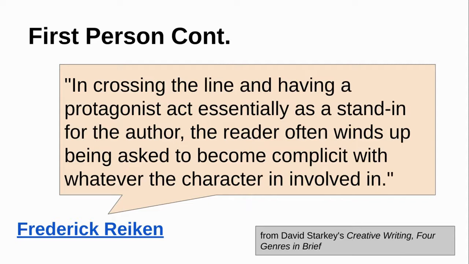According to Frederick Reiken, who is also a novelist, he says that in crossing the line and having a protagonist act essentially as a stand-in for the author, the reader often winds up being asked to become complicit with whatever the character is involved in. So this is a little bit of a warning. If you use I, and that main character does questionable things like murder or child abuse or anything that the reader themselves may not like, or that contradicts with their moral compass, just know that sometimes that reader will shut down and stop trusting that character and be put off by the story. In some ways they will just put the work down.